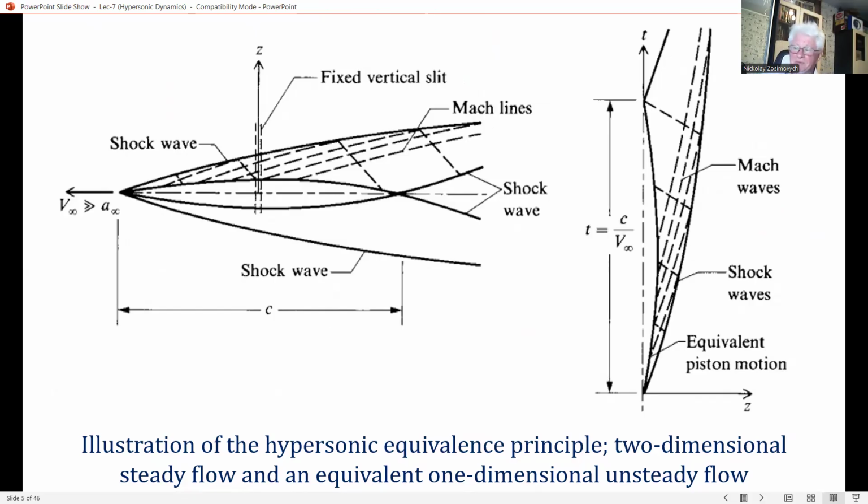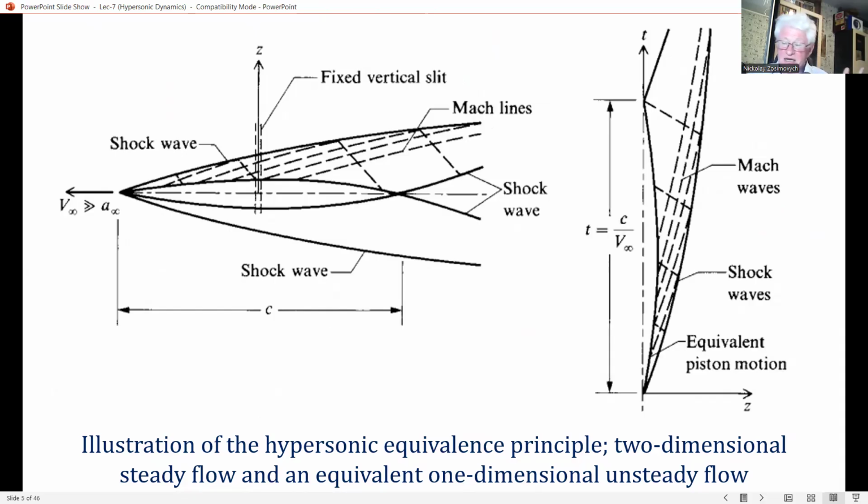In this case, we may ask the next question: what is the practical advantage of this equivalence? The answer lies in the fact that solutions exist for the unsteady one-dimensional flow driven by a moving flat piston and the unsteady two-dimensional flow driven by a radially expanding circular piston.